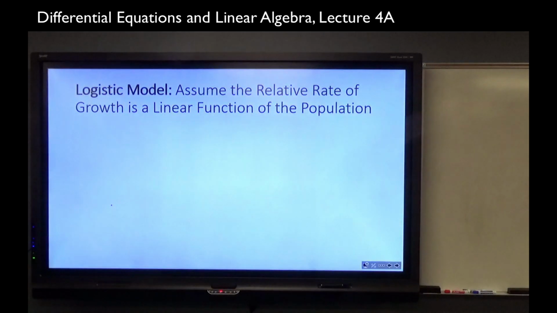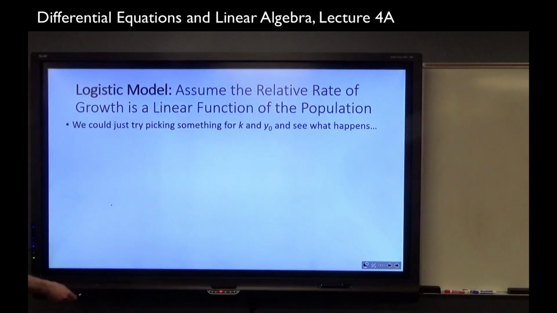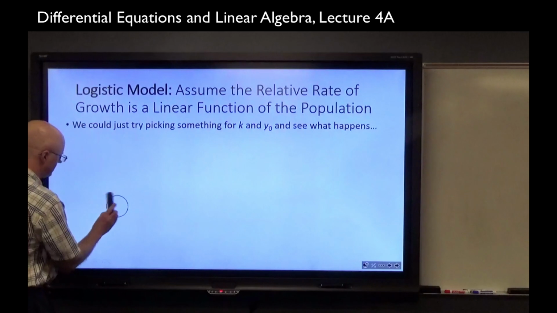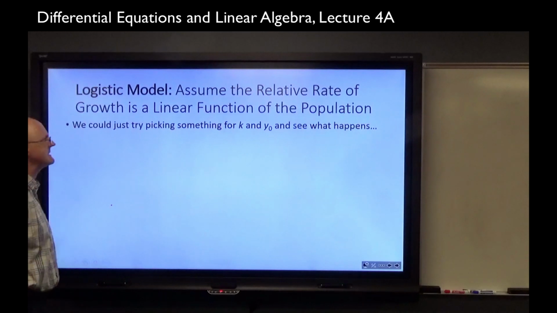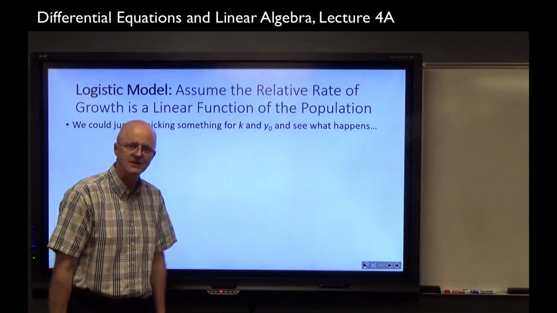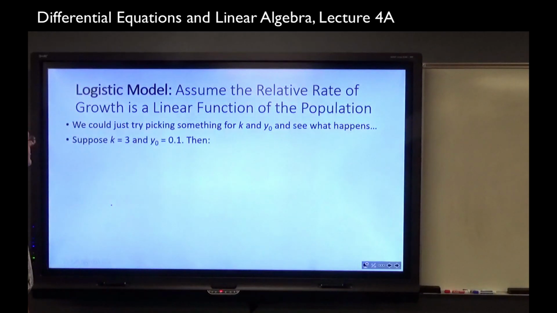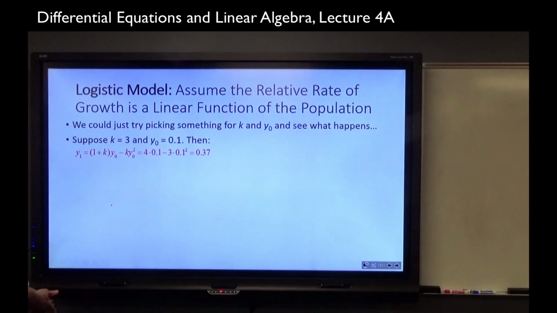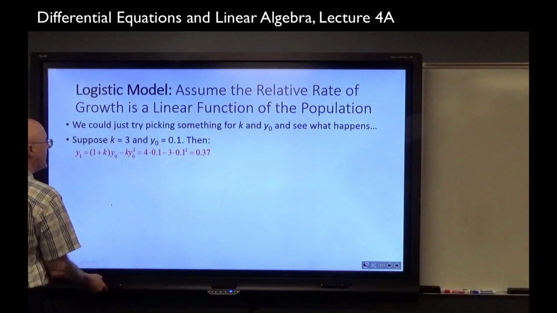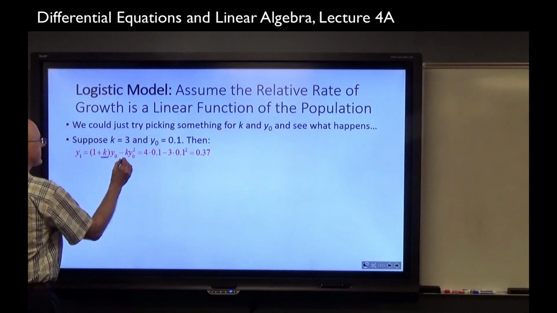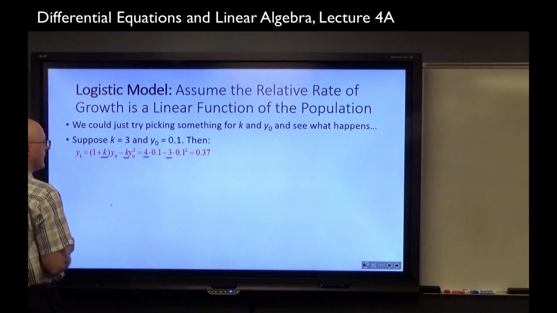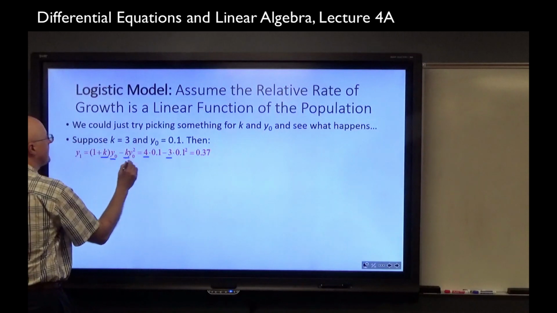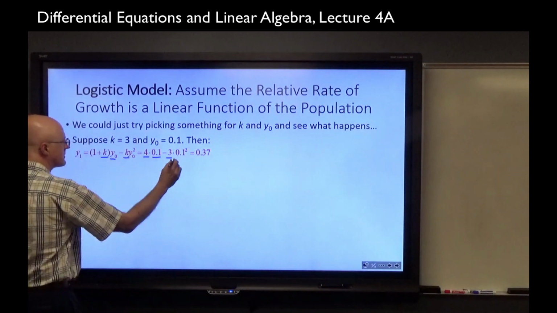So do we give up? Well, no, we can turn to the computer. We could just try picking something for k and y0 and use technology to see what happens. Suppose k is 3 and y0 is 0.1, for example. Then plug in k equals 3 and y0 equals 0.1. K equals 3 right there, and right there gives you the 4 right here because it's a 1 plus k, and the 3 right there because of the k there. And y0 is 0.1. You get a 0.1 right there, and 0.1 squared is right here.